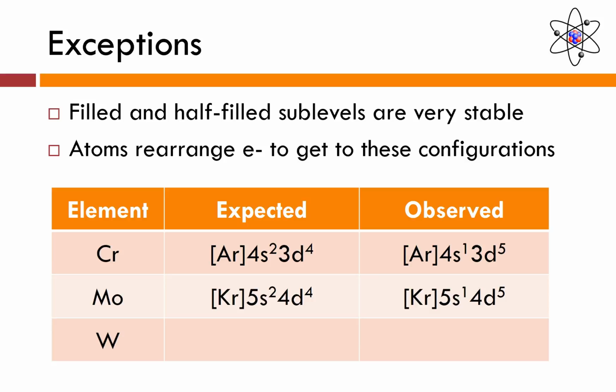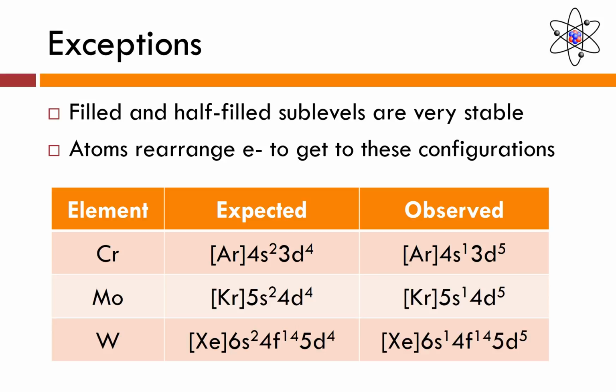Things are slightly more complicated with tungsten because in addition to the s and the d sublevel, you end up with an f. So we see xenon 6s2 4f14 5d4, but exactly the same promotion happens. We take an electron out of the s sublevel and promote it into the d sublevel. So this is the observed configuration. And again, all of these shifts end up giving us a half-filled sublevel for both the s and the d sublevels, and that's just going to increase stability and lower overall energy.